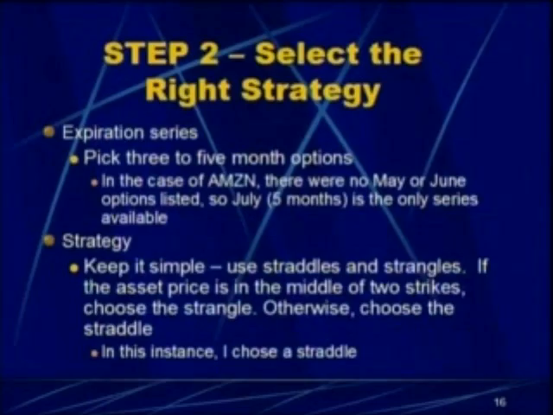In the case of Amazon, it was February, so I just simply count out March, April, May, 3 months. I look for May. There were no May options listed. I then look for June. There were no June options listed. So I got to go to July. 5 months. Makes it simple.